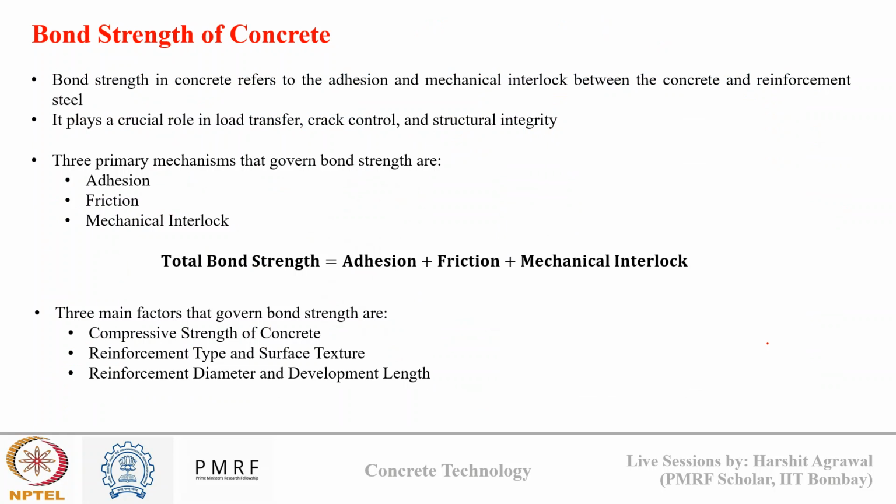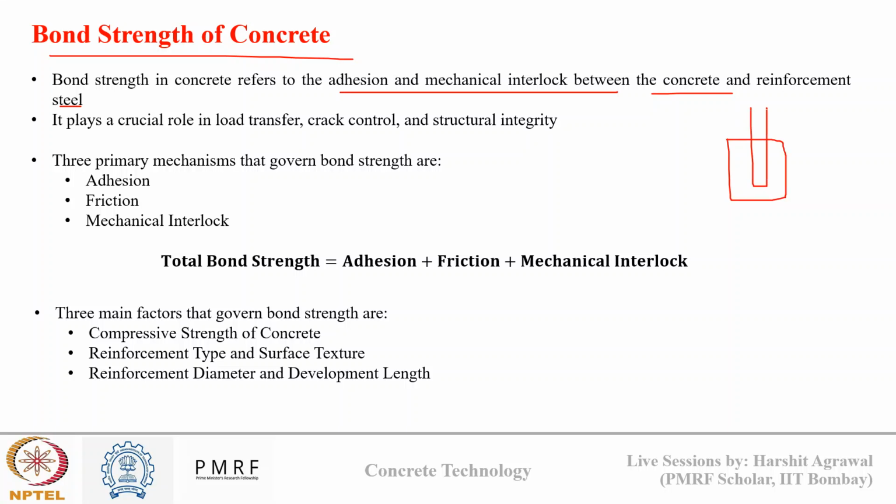Now, after fatigue, we have bond strength of concrete. Bond strength of concrete refers to the adhesion and mechanical interlock between reinforcement steel and concrete. When we talk about reinforced concrete, we have rebar embedded in concrete. The strength at the interface between rebar and concrete is known as the bond strength of concrete. We can understand the importance of bond strength from the basic design principle of reinforced concrete that we discussed in IS 456. It plays a crucial role in load transfer, crack control, and structural integrity.